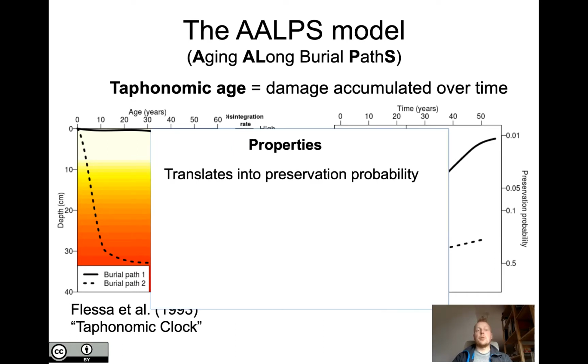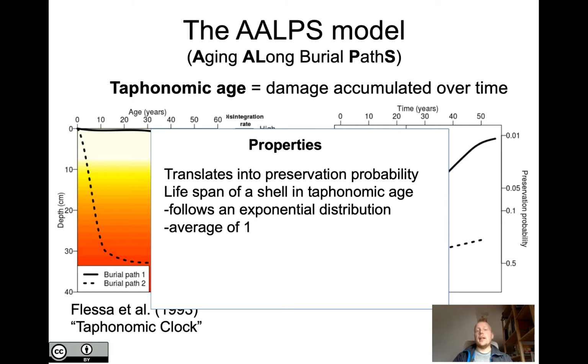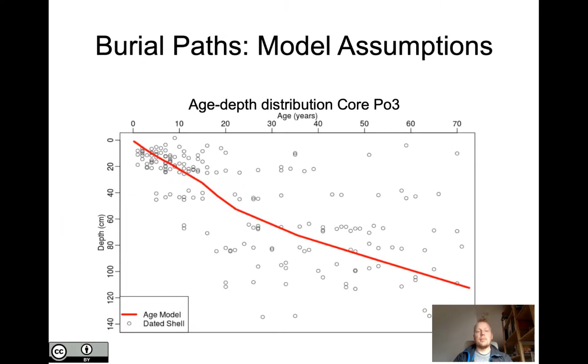Taphonomic age has some really cool properties. For example, it directly translates into preservation probability. And the lifespan of a shell in taphonomic age will always follow an exponential distribution. So the average lifespan of a shell measured in taphonomic age is always 1.